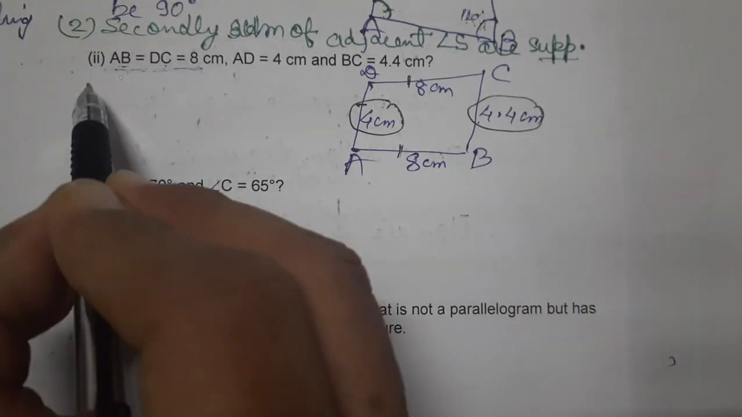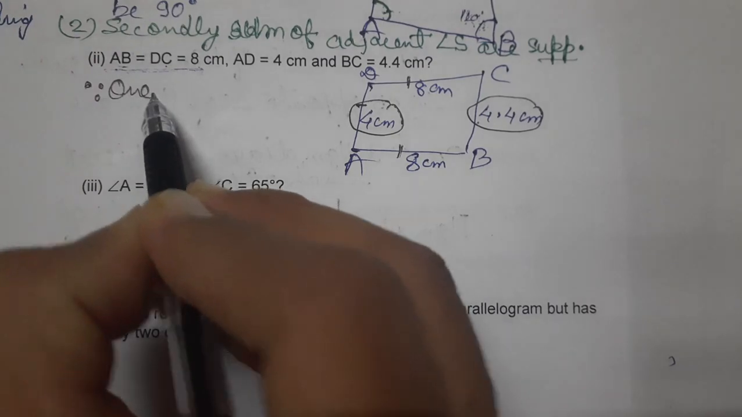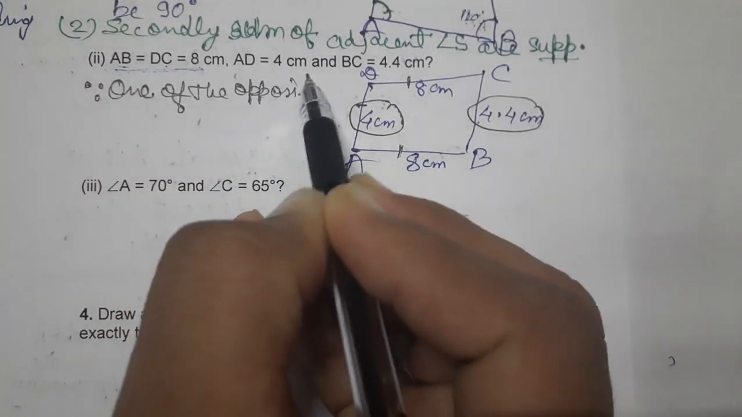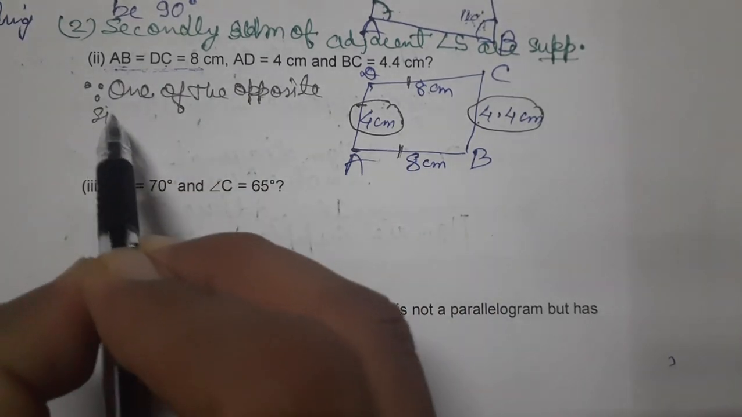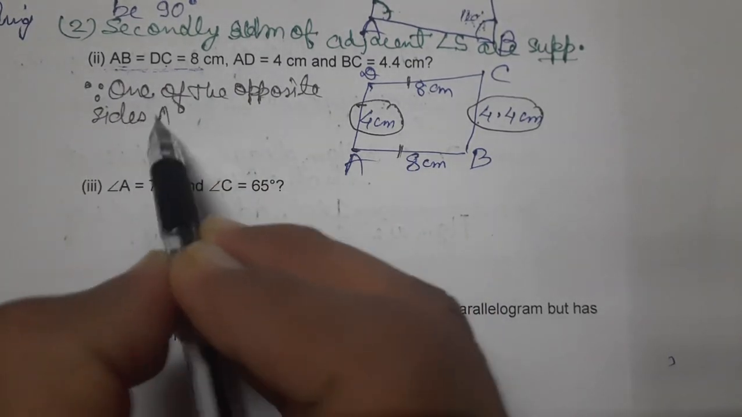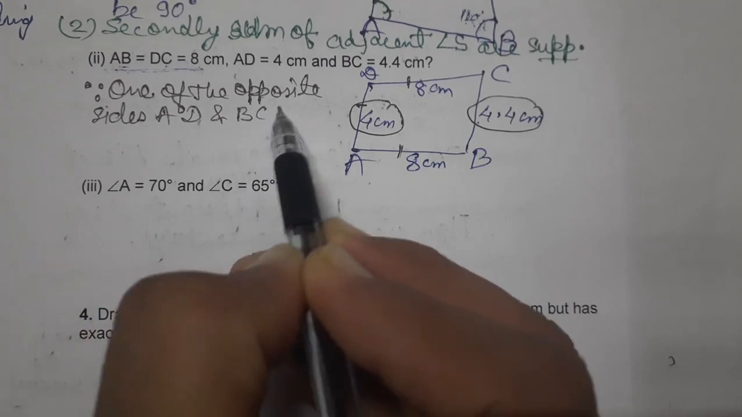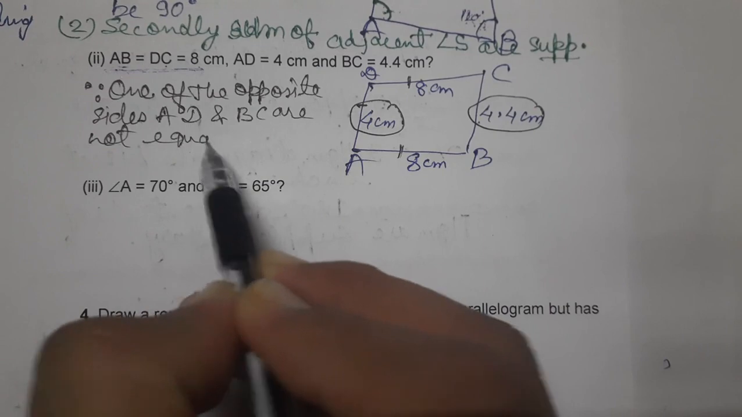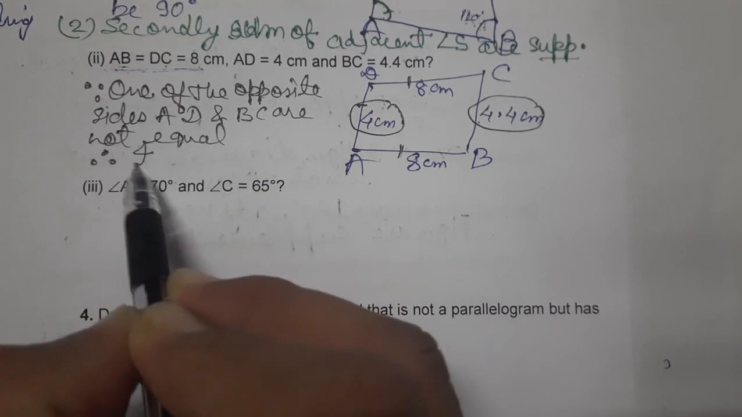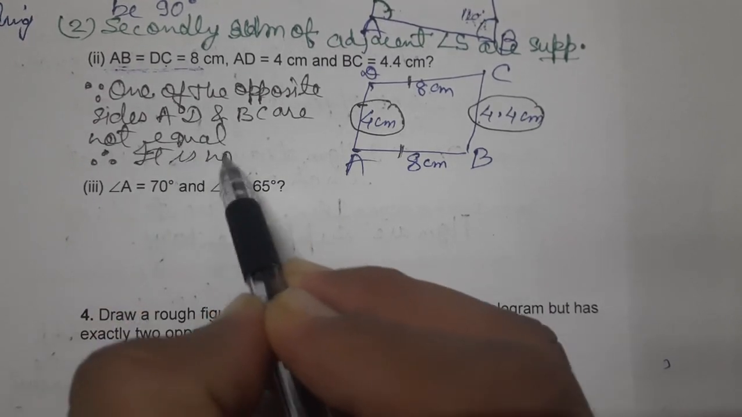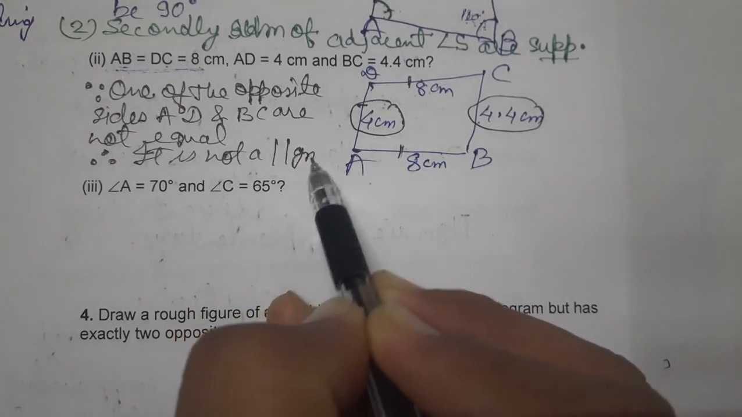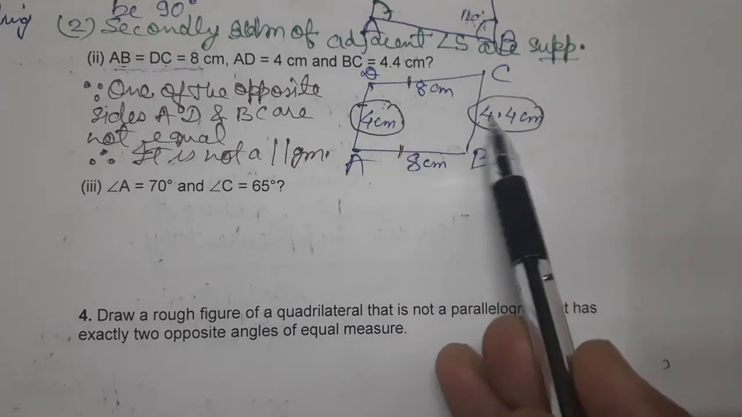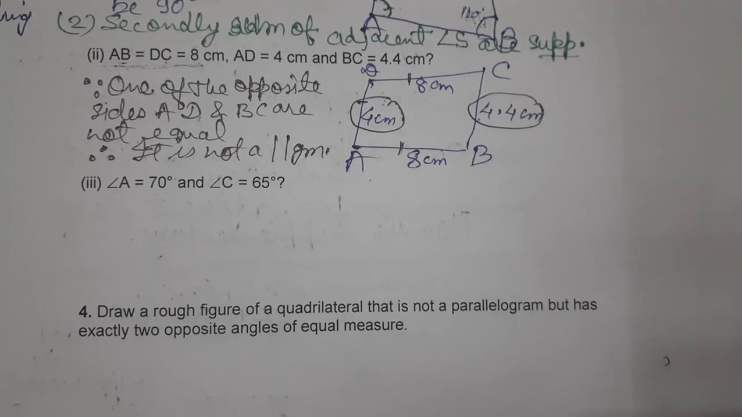So we'll write, since one of the opposite sides, AD and BC, are not equal, therefore it is not a parallelogram. Okay, it is not a parallelogram because one of the sides is not equal. Now, see the third one.